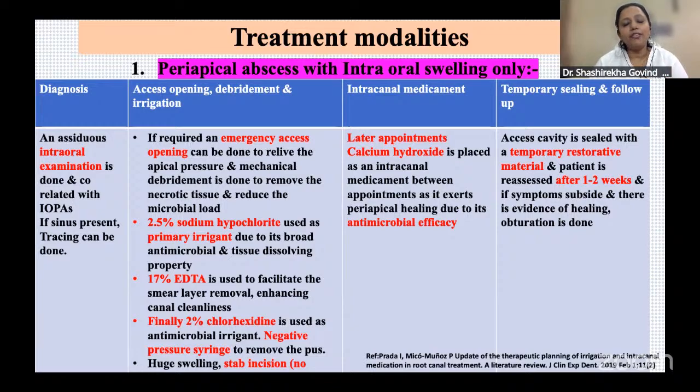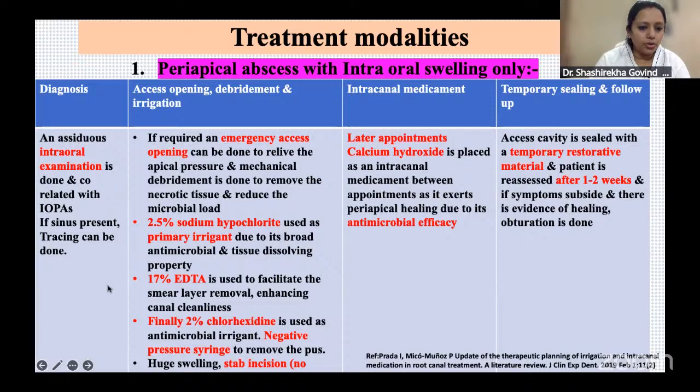Whereas when you have a fluctuant intraoral swelling, wherever the dependent area is, you can use your negative pressure or a stab incision. In later appointments, you have to give the intracanal medicament, like a calcium hydroxide plus chlorhexidine combination, to have an effective antimicrobial property. But in the first sitting, you shouldn't give it, since there is active drainage. For subsequent appointments, you can give the intracanal medicaments.